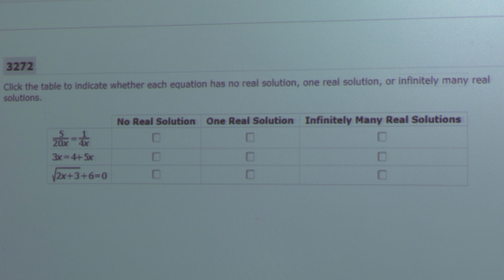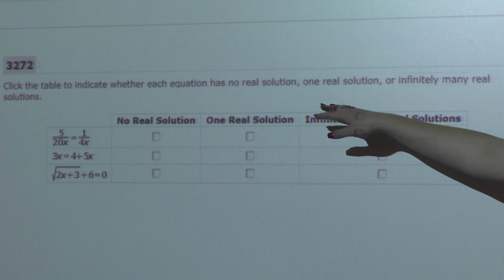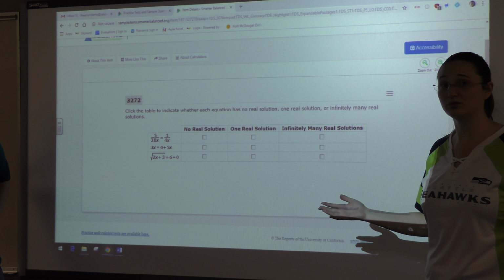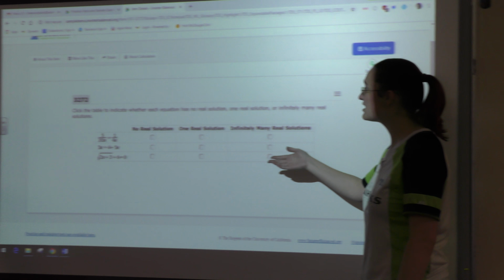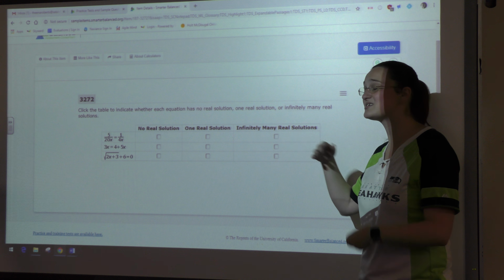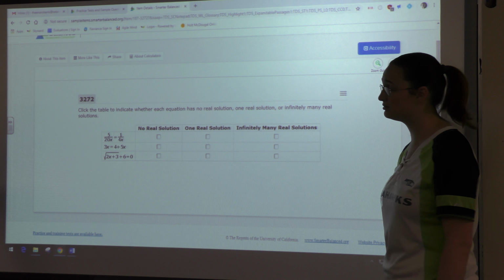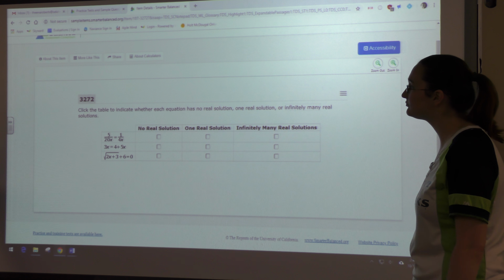Well, I think one real solution means that you can actually solve it and get an answer that would make it true. Infinitely many real solutions means that it's always true no matter what you plug in for x. And no real solutions means there is absolutely nothing you can find for x that you can plug in and make it true. So how do I start this question?